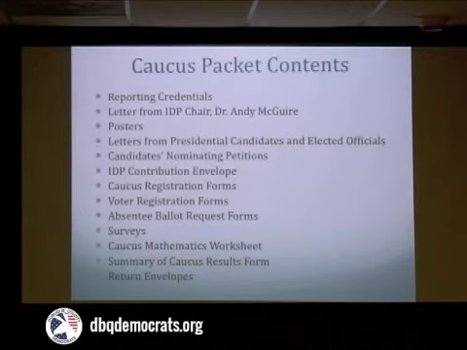Your caucus packet will contain reporting credentials, a letter from IDP Chair Dr. McGuire, posters, letters from presidential candidates and nominating petitions, an IDP contribution envelope, caucus registration forms, absentee ballot request forms, any voter registration forms, surveys, a math worksheet, summary of caucus results form, and return envelopes. There will also be some posters included that you put up on the wall. There's a caucus math poster, an IDP tax checkoff poster, and so on.